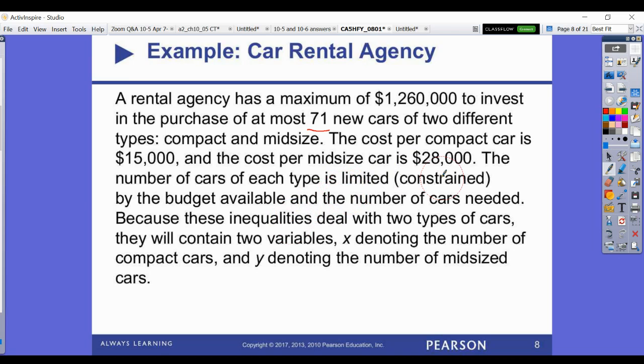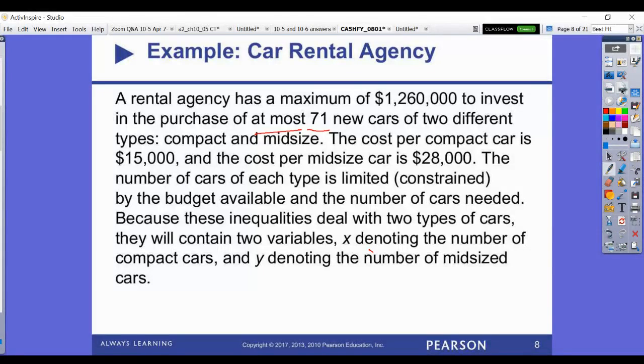So we have some constraints. These constraints are where we get our inequalities. We can buy at most 71 new cars. So there's a limit there. Maybe that's all we have room to park. Because these inequalities deal with 2 types of cars, they will keep 2 variables. We have compact and mid-size. So X is compact and Y is mid-size.